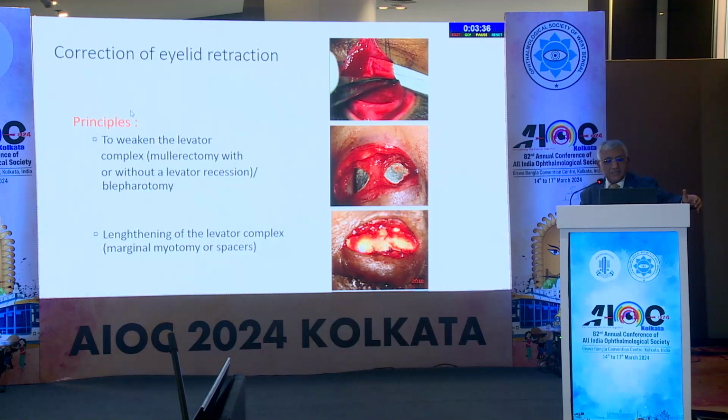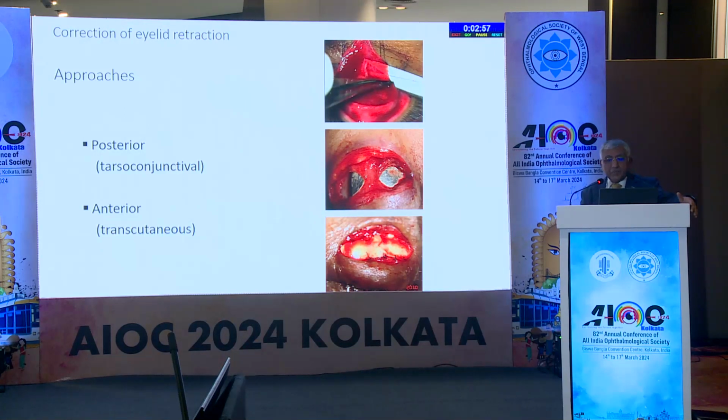So the essential principles are weakening of the levator complex, where you can excise the Muller's, which is lifting up the eyelid, and you may need to combine it with levator weakening or giving an incision through the eyelid, or blepharotomy. The other principle is that you lengthen the levator itself. You don't just recess, because that often tends to reverse back. So you need to lengthen it by putting in a spacer as well, or you can just do myotomy at both the ends in order to get a recession or lengthening.